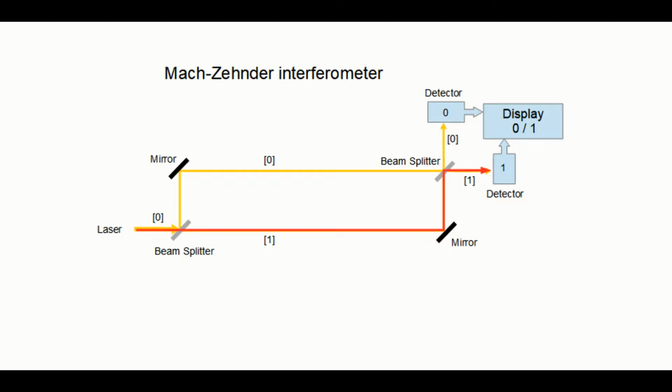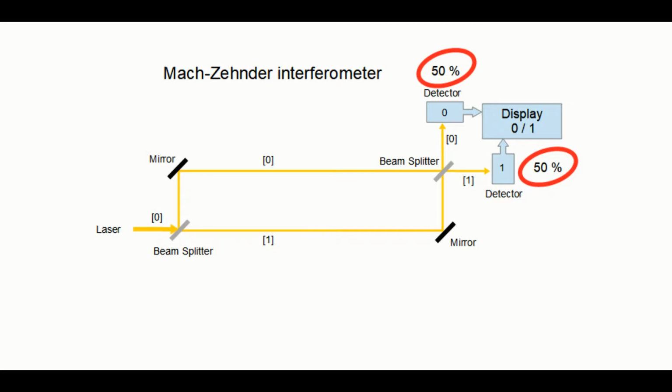But the photon could also pass the first beam splitter and be reflected by the second one, hitting detector 1. It could first be reflected and pass the second one. And finally, it could be reflected twice. In total, we would expect 50% to be detected by detector 0 and 50% by detector 1.